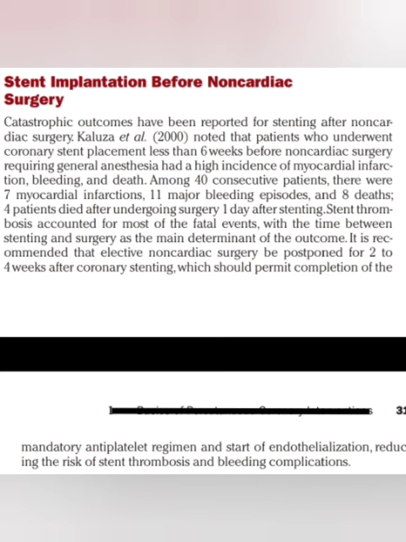Stent thrombosis accounted for most of the fatal events, with the time between stenting and surgery as the main determinant of the outcome. It is recommended that elective non-cardiac surgery be postponed for 2 to 4 weeks after coronary stenting, which should permit completion of the mandatory antiplatelet regimen and start of endothelialization, reducing the risk of stent thrombosis and bleeding complications.